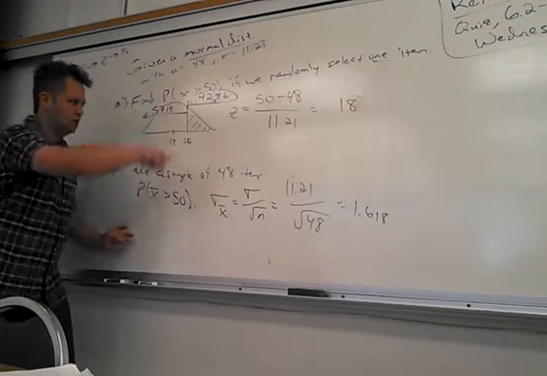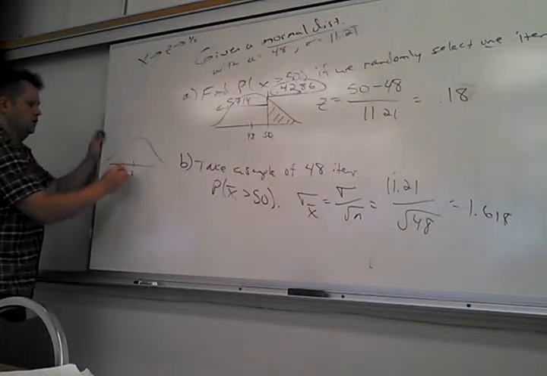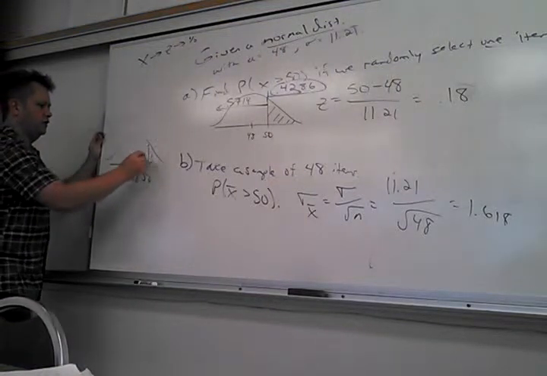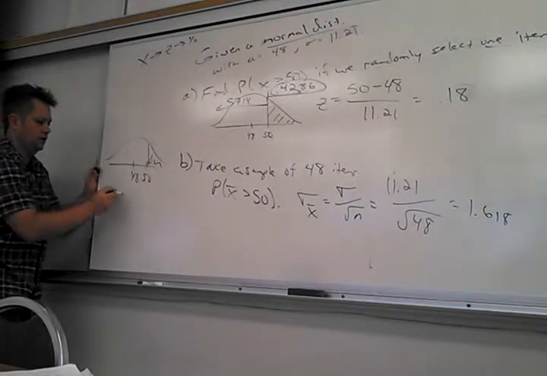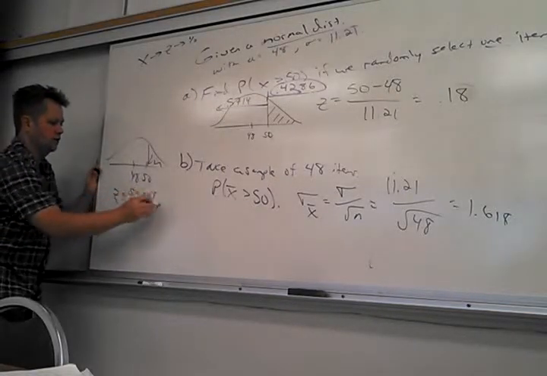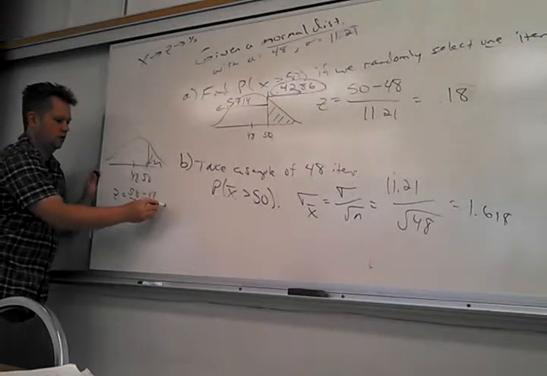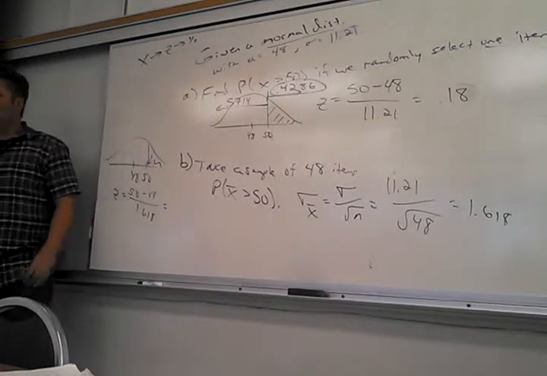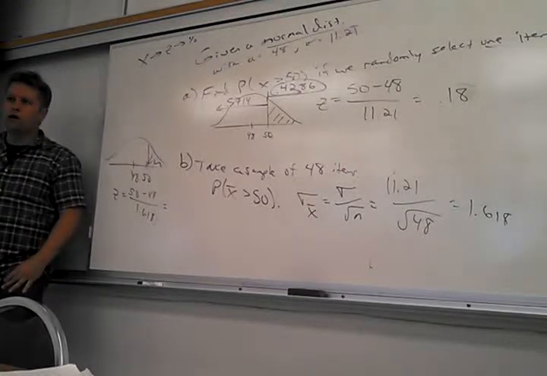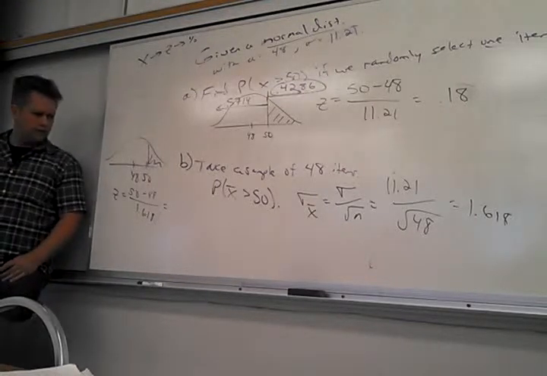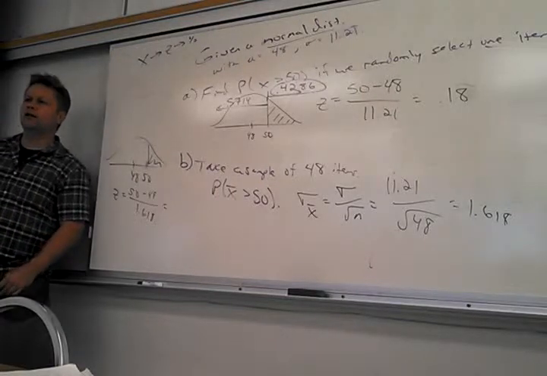So now I do the same steps. I got my picture. The mean is 48. I want greater than 50. I want to make it into a z-score. The exact same stuff we just did. It's just that when I get to this step, divided by the correct standard deviation. It's like, what, 1.24? 1.24. I like it.